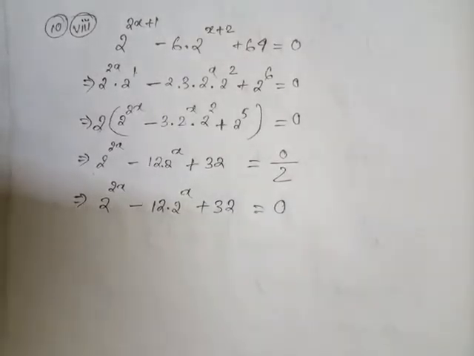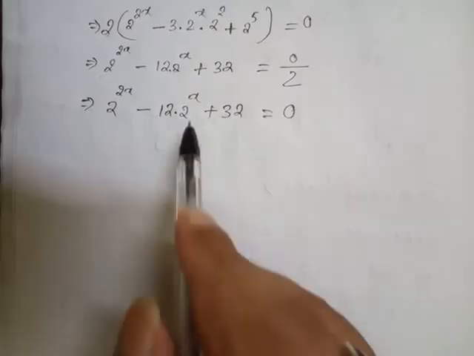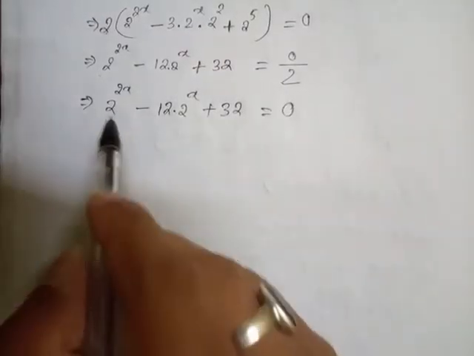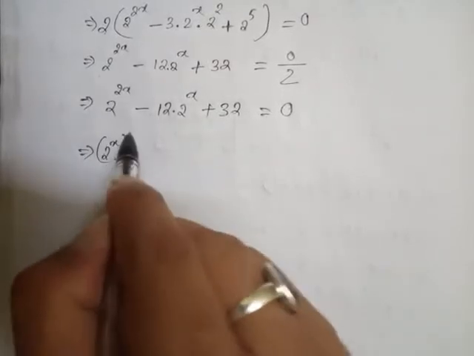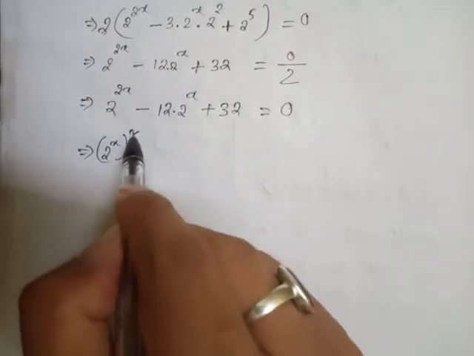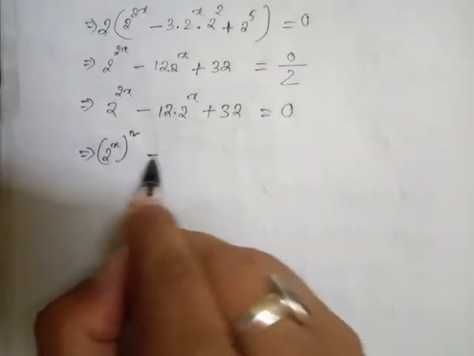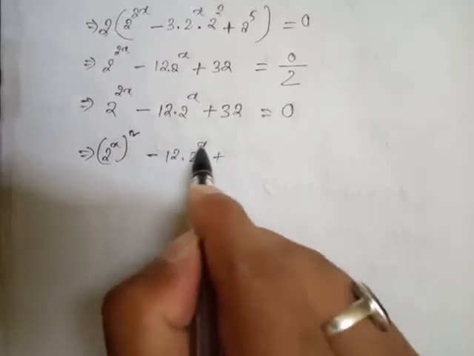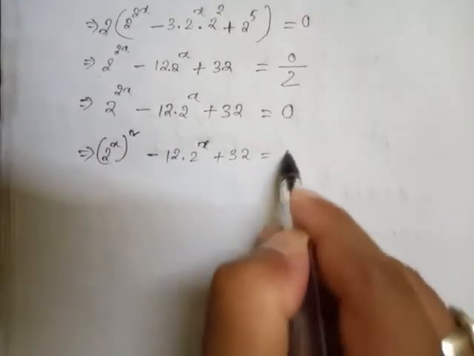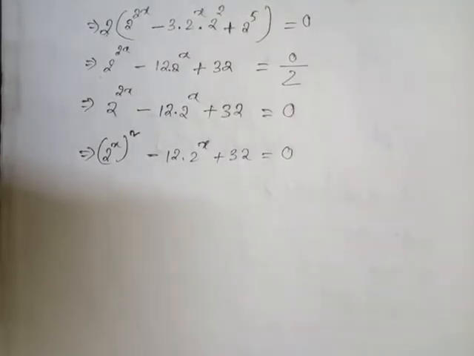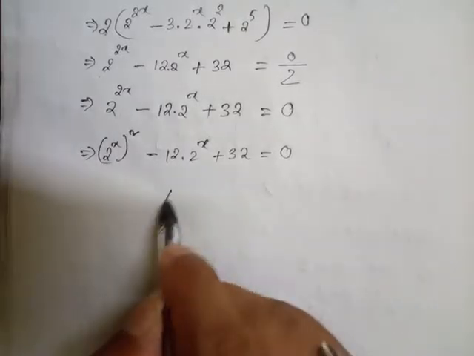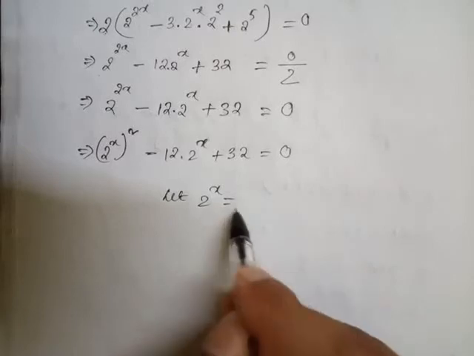Now look student, the next part would be, so this can be written like 2 to the power x whole square. So 2 into x means twice x. Now there 12 into 2 to the power x plus 32 equal to 0. Now if I take this value as a or b or m n, anything we can take. I am taking a here, you may take b also, z also, m also, anything can be taken. So I am taking here, let 2 to the power x equal to a.